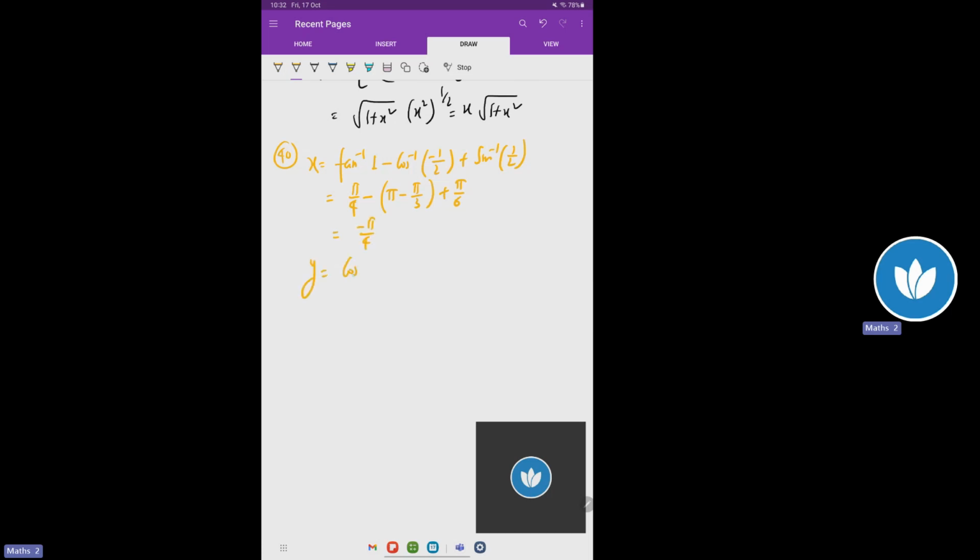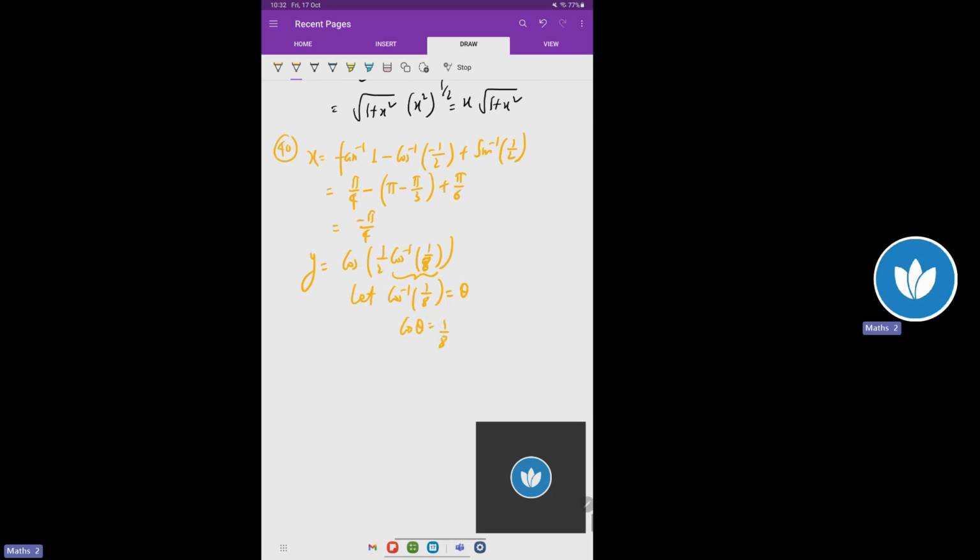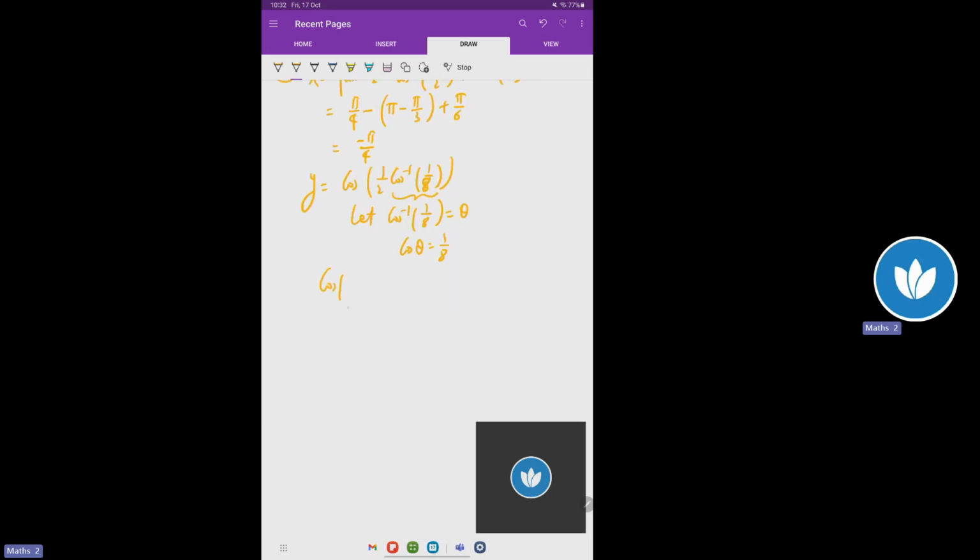What is next? y equal to cos of half cos inverse 1 by 8. Now how to find this? See, this is not a standard value. Let this cos inverse be theta. So what is cos theta? 1 by 8. What do you want to find? Cos theta by 2 actually you want to find out. y equal to cos theta by 2.